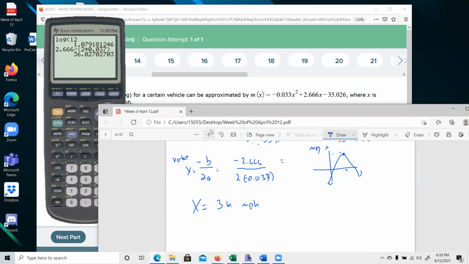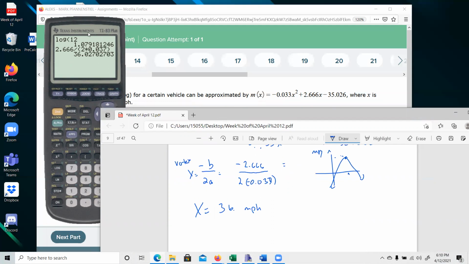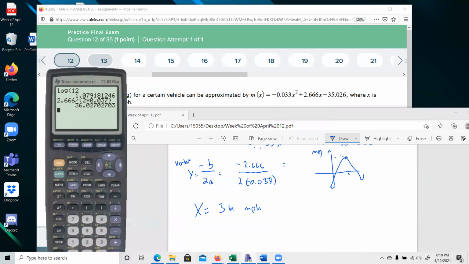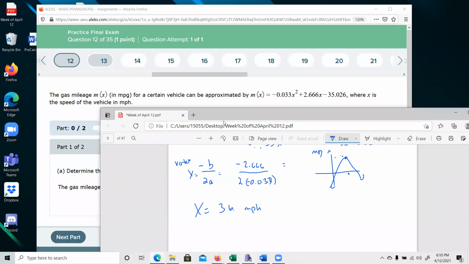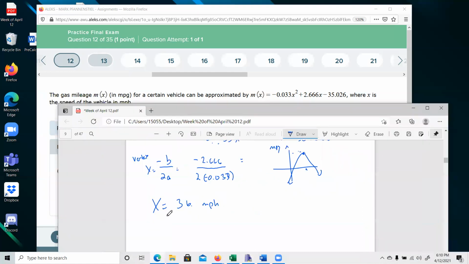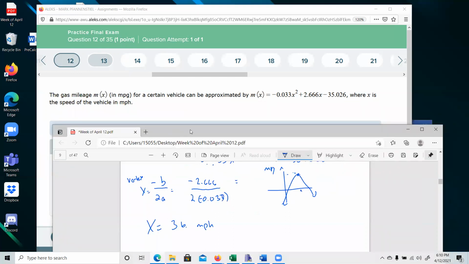Okay. All right. I think somebody fabricated some data here. It's usually like 45 or 55. It's almost never down to this far. Okay, gas is at maximum when the car travels at 36 miles per hour.